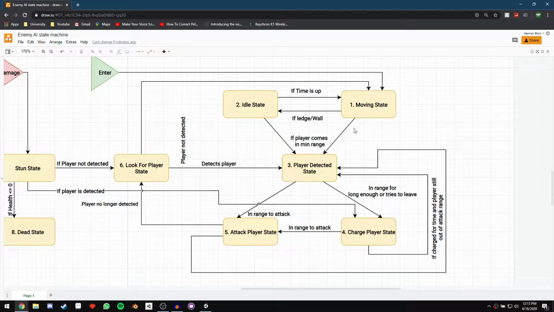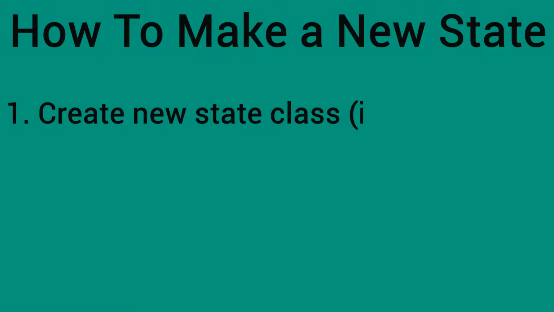Before we start doing this, I just want to list the steps that I follow when I make a new state with the current system that we now have in place. And I'll list it up here for you guys to reference if you want to make your own states. So step 1 is to create the state class. In this case, it'll be the player detected state class that is going to inherit from state. In this class, we're then going to do all the things that we need to do to detect the player or look for the player.